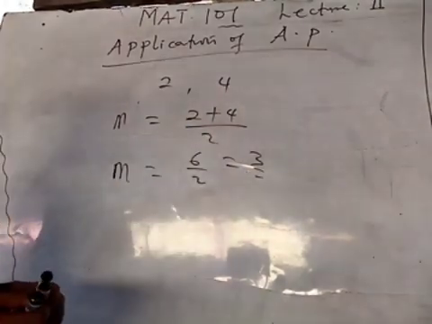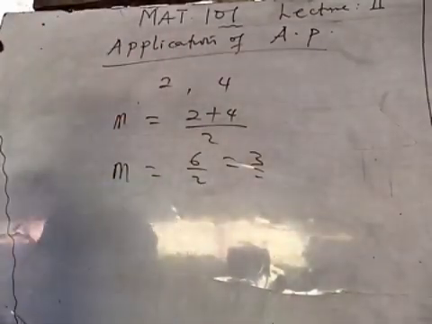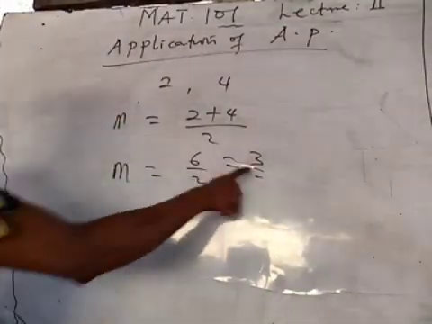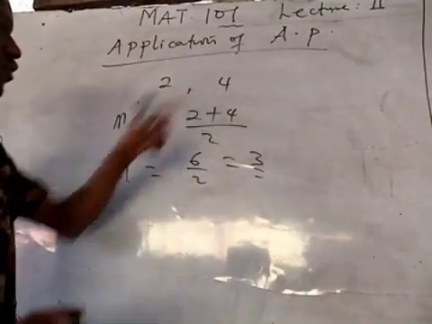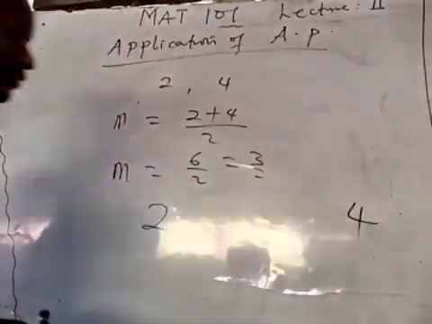But now, one thing we notice, notice something. If 3 is the mean of 2 and 4, watch the placement. I have 2 and I have 4.